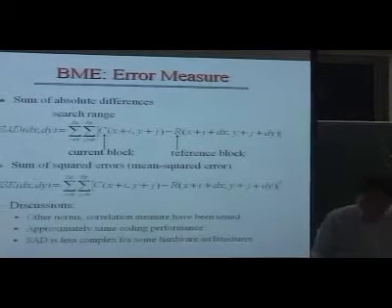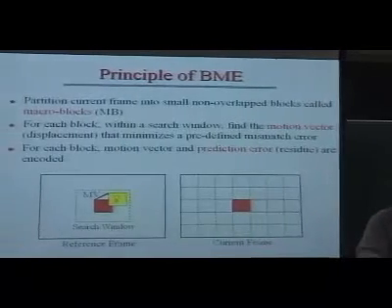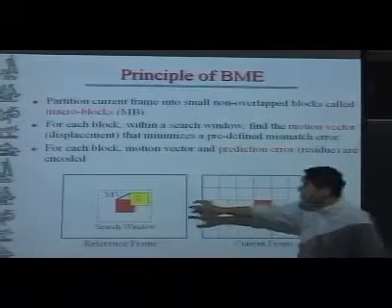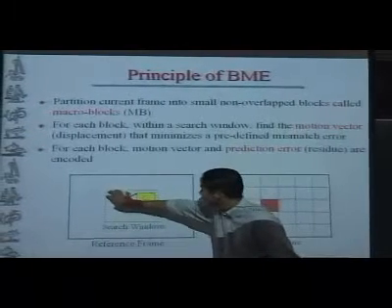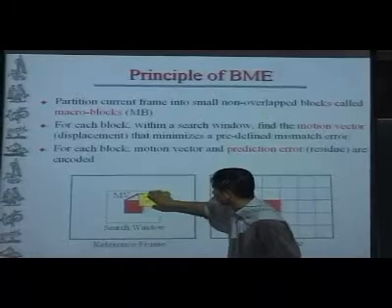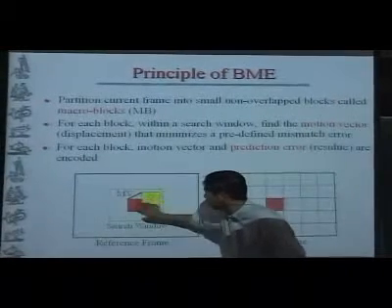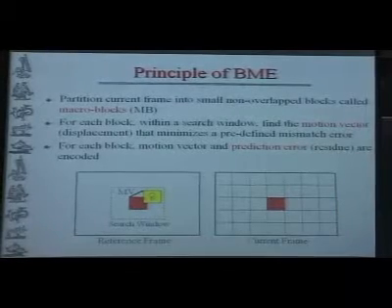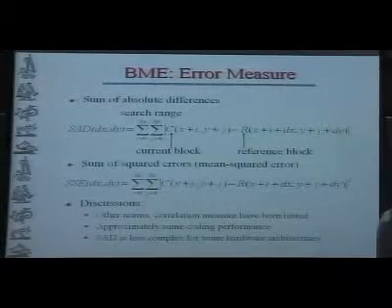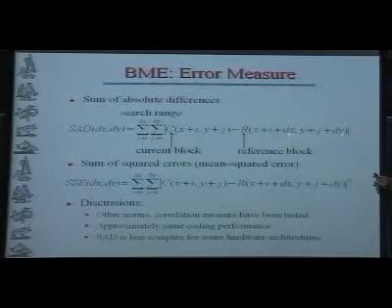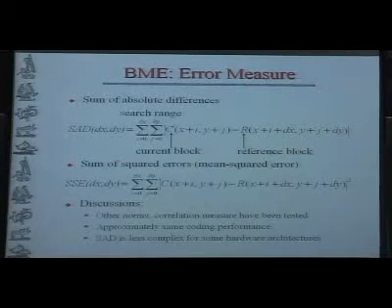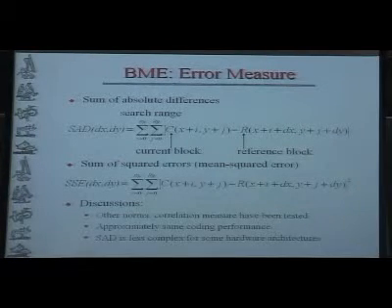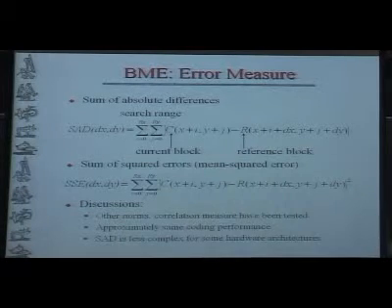If you find the lowest SAD, first of all you check here, you check here, you check all over the place. You find the values that give you the lowest SAD, and then you declare this dx, dy that you find as the motion vectors.